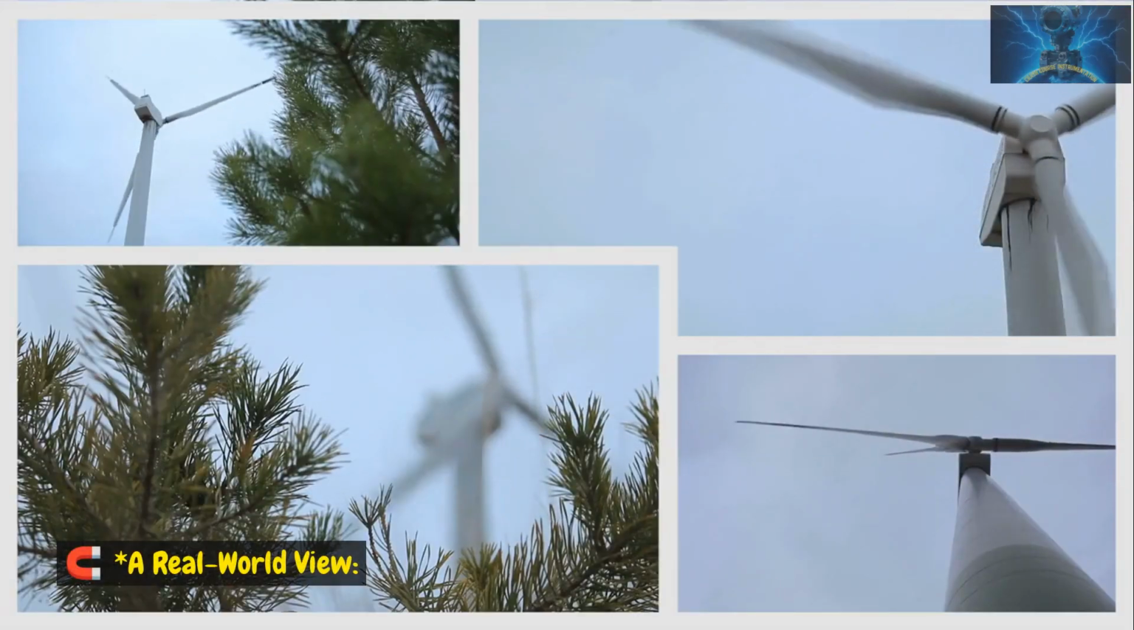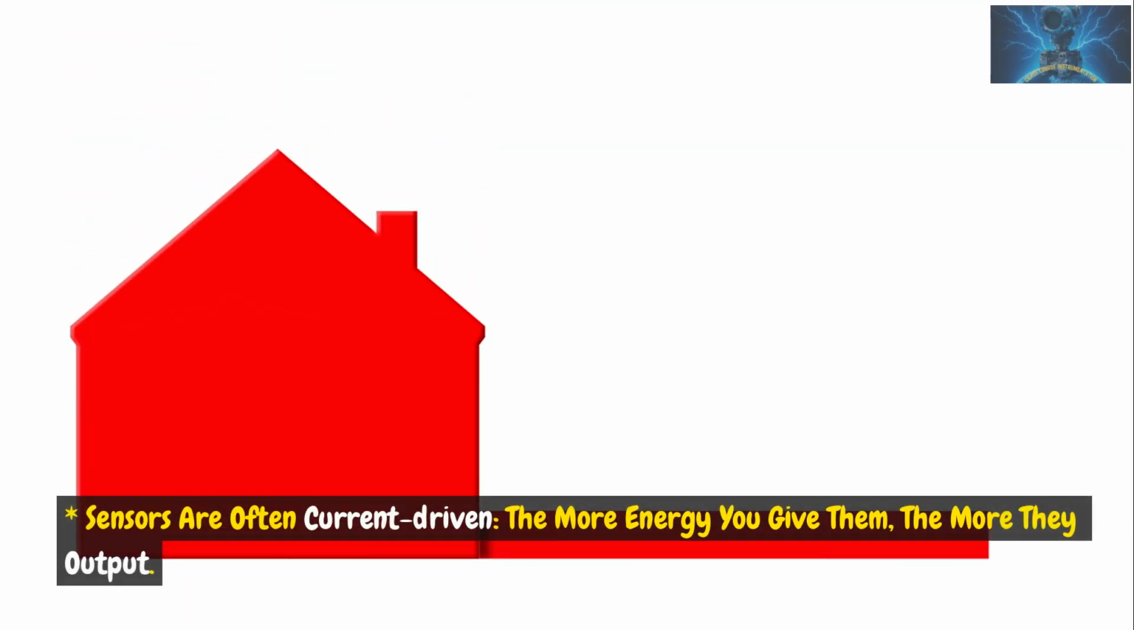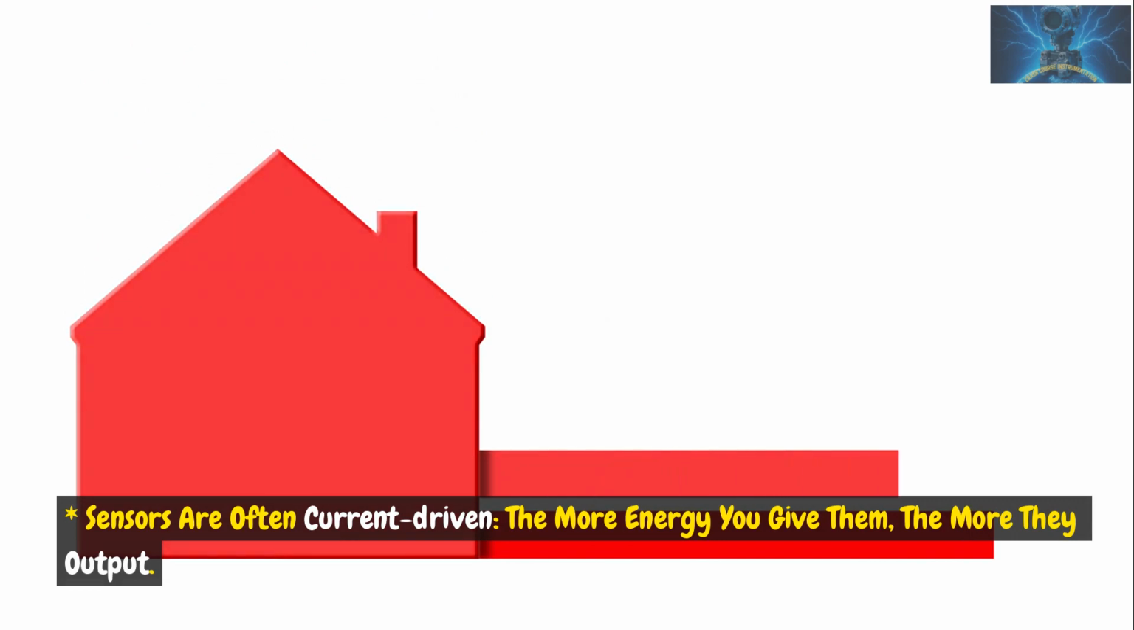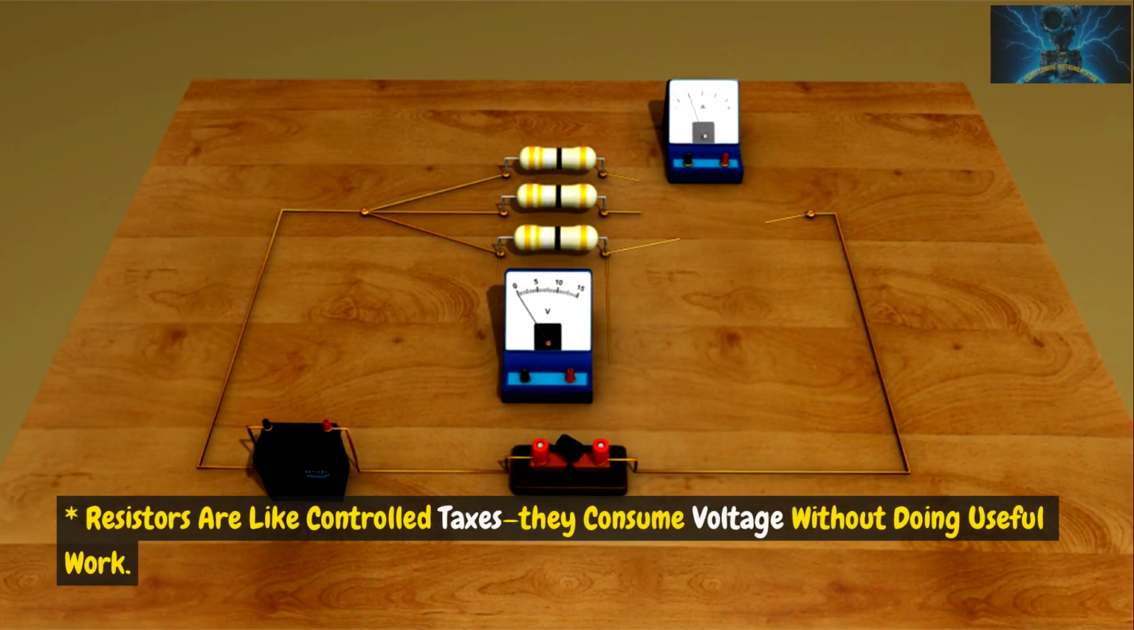A real-world view. Sensors are often current-driven. The more energy you give them, the more they output. Light bulbs convert your energy budget into heat and light. And resistors are like controlled taxes. They consume voltage without doing useful work.